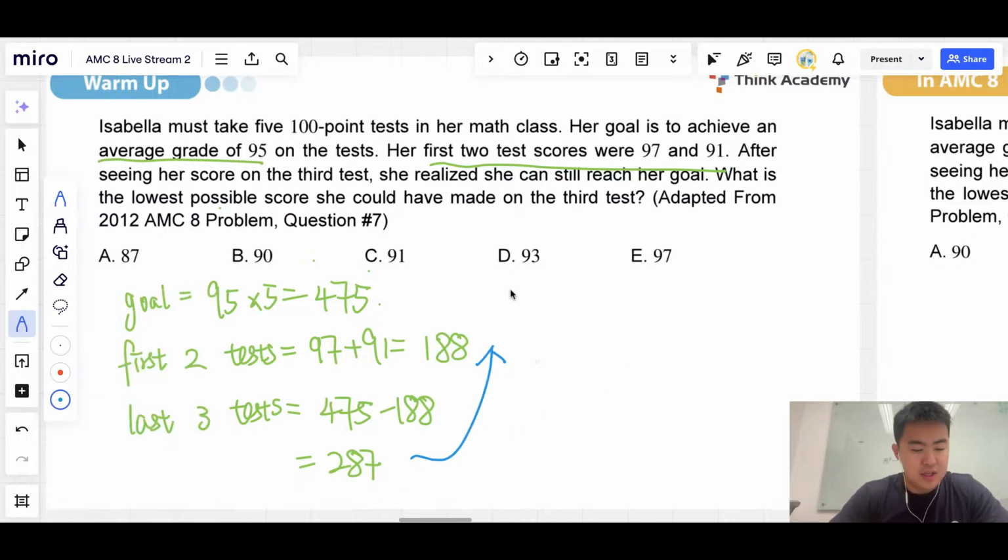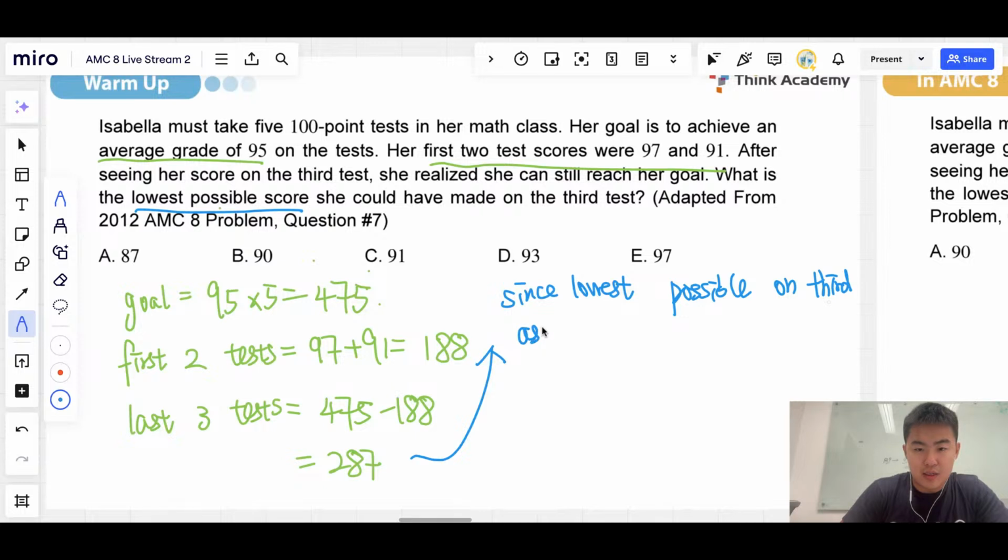Okay, so here's the explanation. Since we're looking for the lowest possible score she could make for the third test, we should assume that Isabella gets 100 points on the fourth and the fifth test.